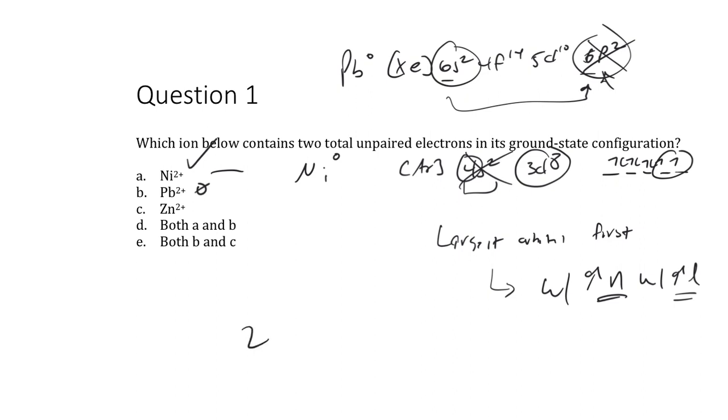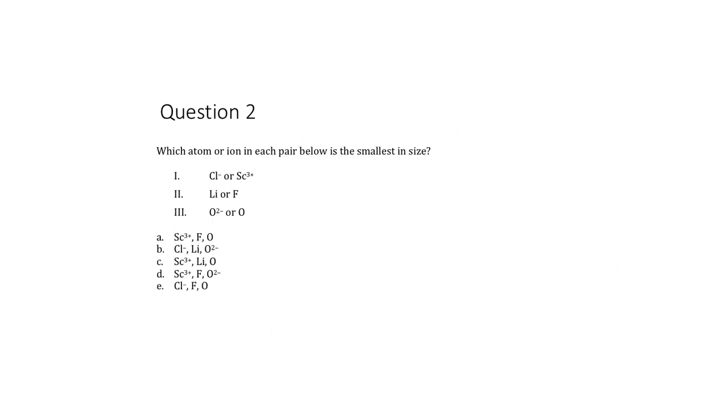And then zinc is an argon 4s2, 3d10. Remember, it only has these 2 valence electrons. The 3d electrons aren't even valence, so we lose those valence electrons first. And that would have 0 unpaired electrons as well. So only nickel 2+ has 2 unpaired electrons.